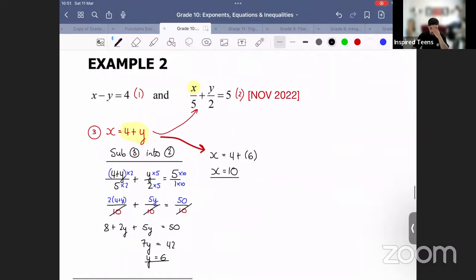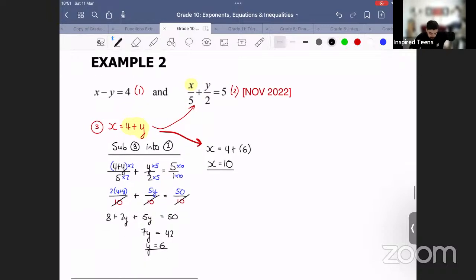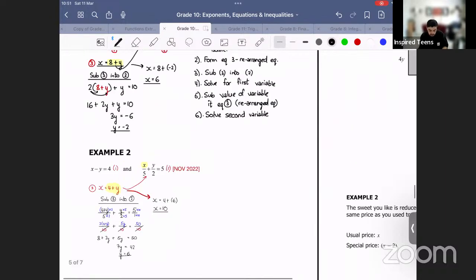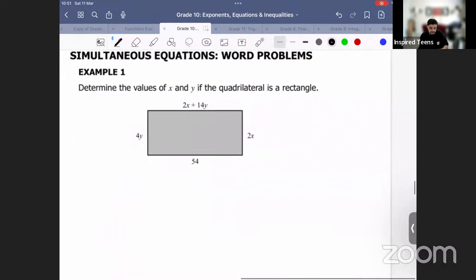I hope that makes sense. I'm pretty sure you've been taught different ways to solve it, but I would recommend using substitution. It is indeed the easiest way to solve for simultaneous equations. So this method is called substitution. I hope it makes sense. Solving for 2 variables using 2 equations.